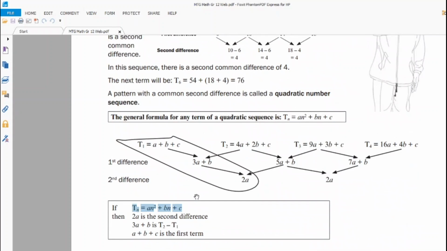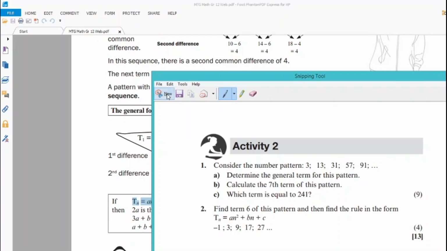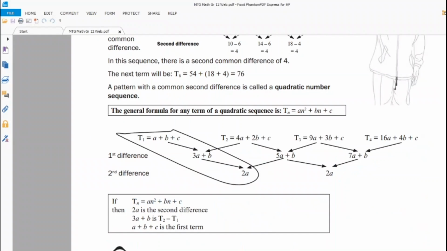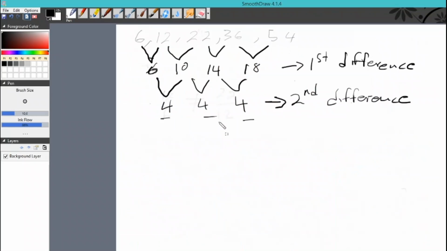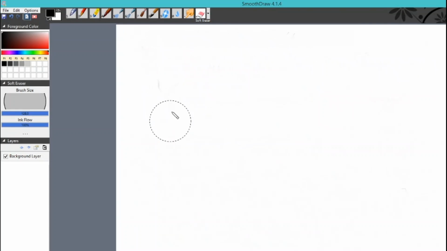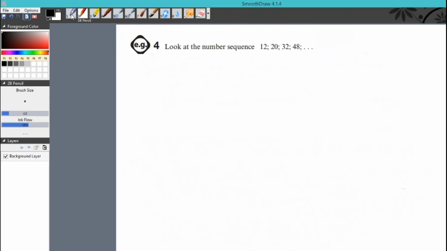Let us look at this example. Okay, I think I wrote it on the other side. Okay, and then erase all of this. So here is our example. Look at the number sequence: 12, 20, 32, and 48, right?